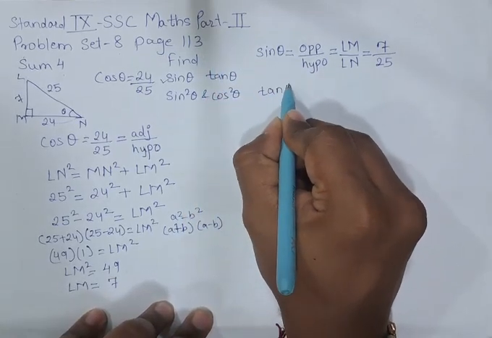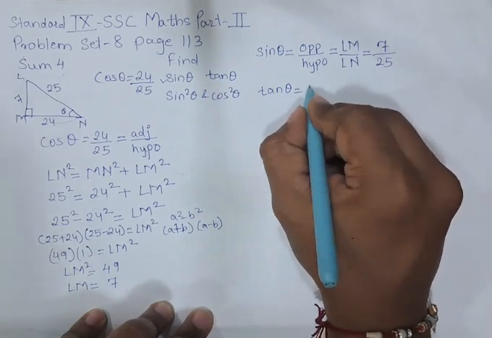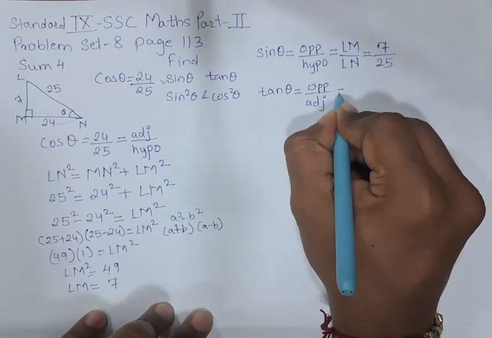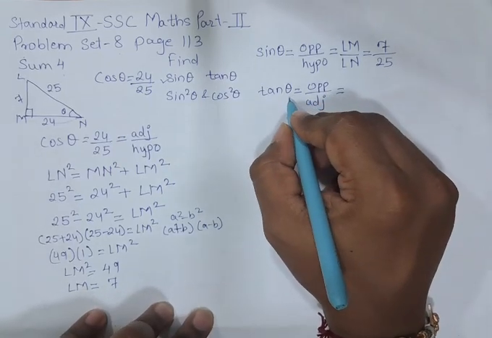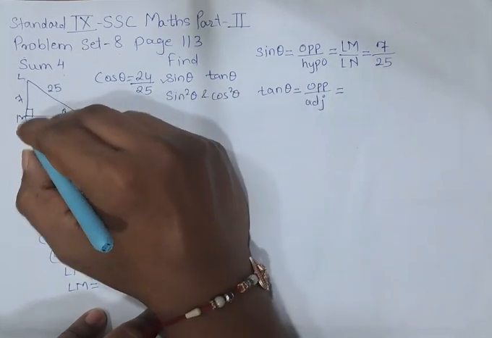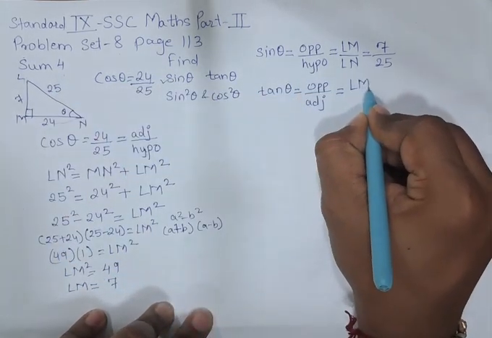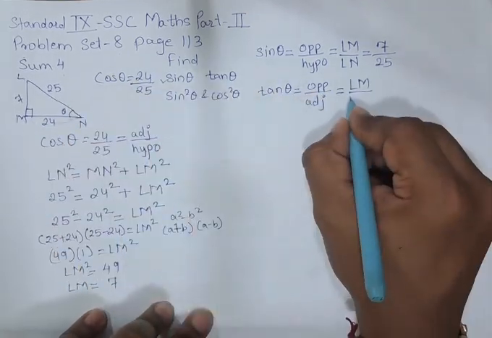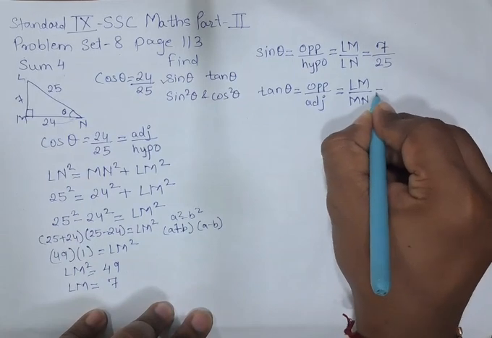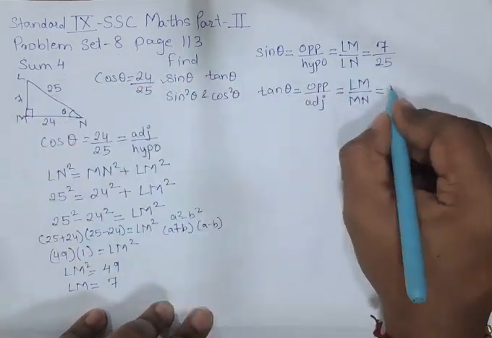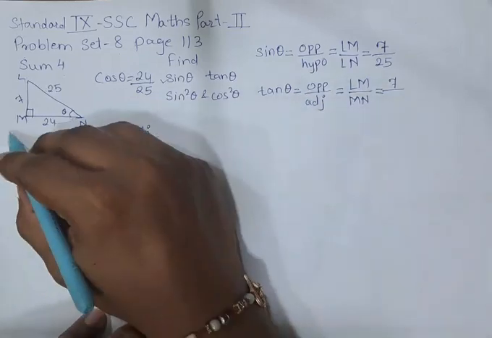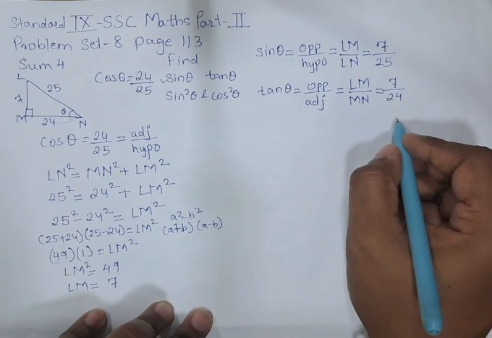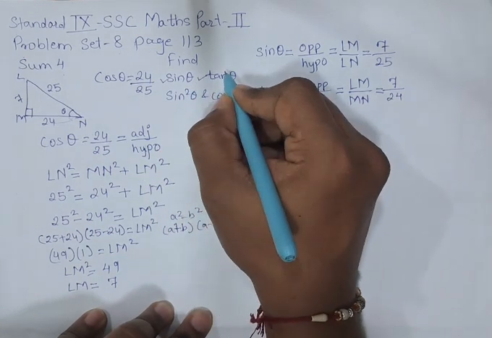Second, we are going to find tan. By definition, tan is opposite upon adjacent. So tan theta, with respect to theta, the opposite is LM and the adjacent side is MN. LM is 7 and MN is 24. So tan theta is 7 upon 24, and we are done with tan theta.